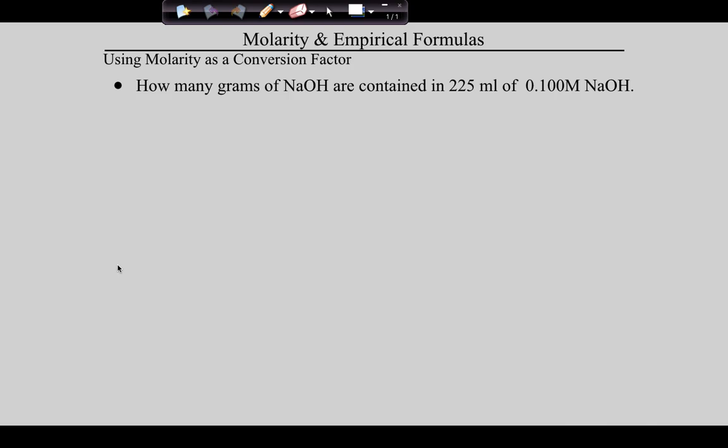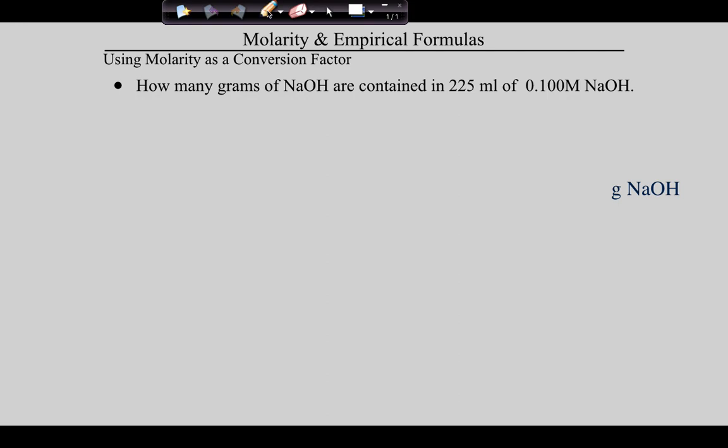So guys, this is the last one we're going to solve of this type. It says how many grams of NaOH, which is a solid, are contained in 225 milliliters of 0.1 molar solution. So guys, dimensional analysis. What are we solving for? What are the first 6 words? How many grams of, that's our goal, grams of NaOH. Now guys, we need a starting point.